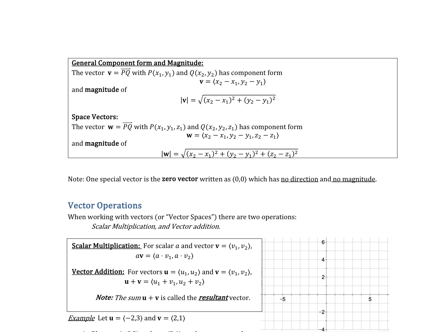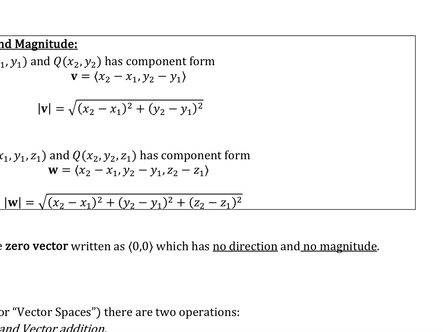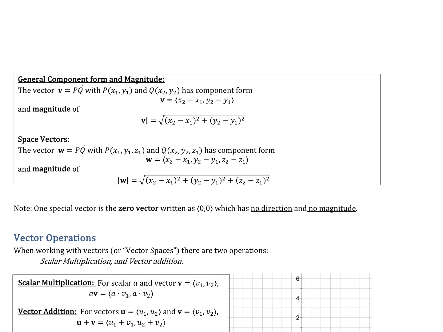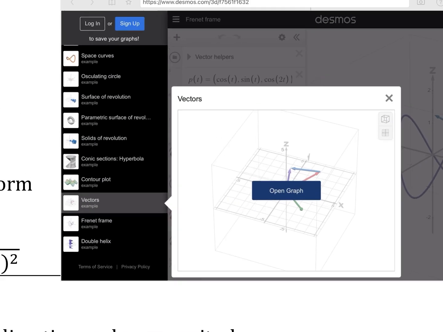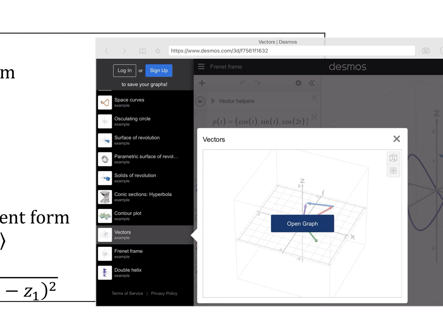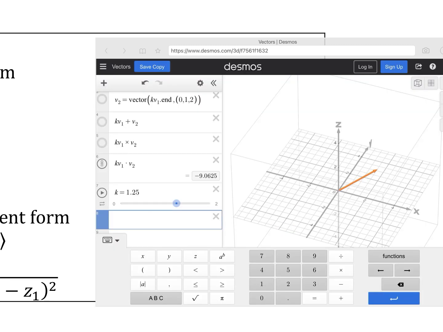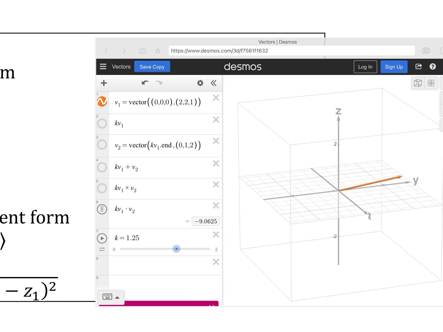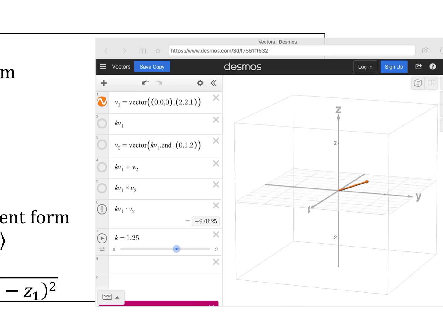Now, while we're talking about this, let's think about space vectors, three-dimensional vectors. Here we have a Desmos 3D graphing calculator, and here is a three-dimensional graph which has x, y, and z coordinates. And here we have a vector. This is the vector 2, 2, 1. It goes from the origin to 2, 2, 1. So that's that vector there.